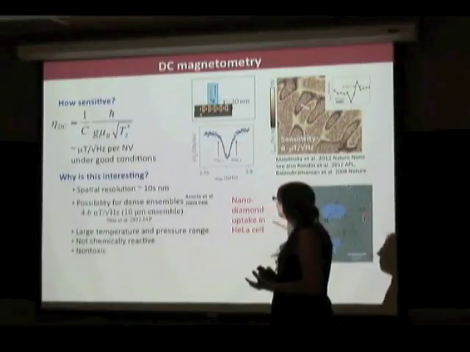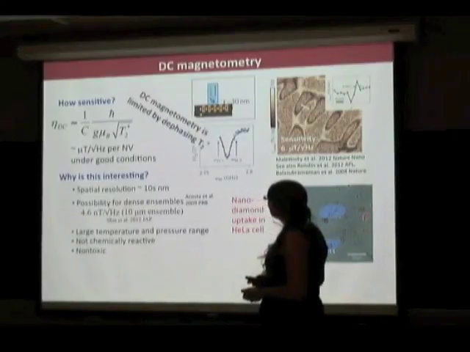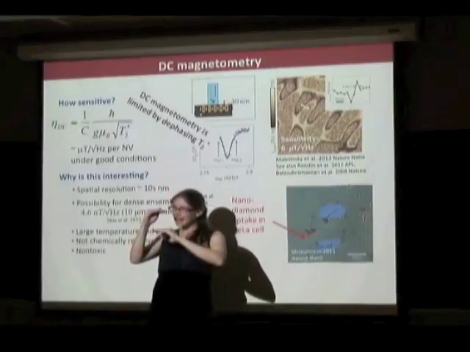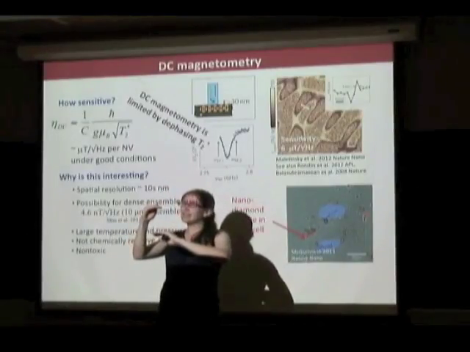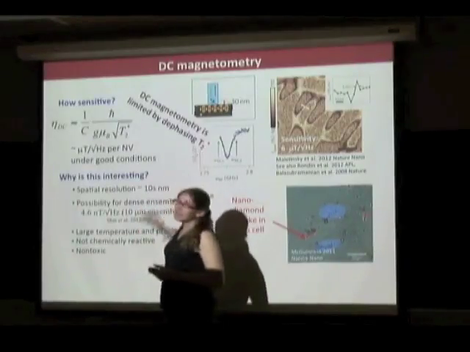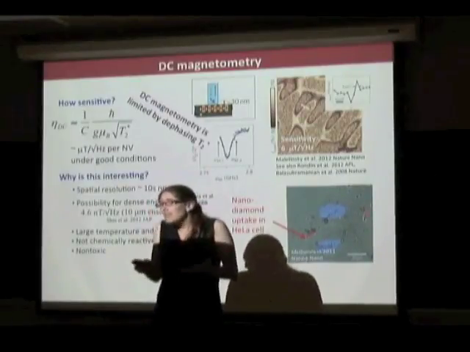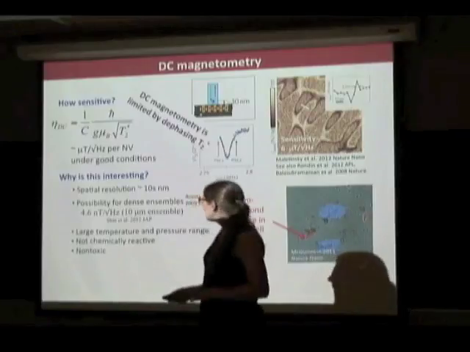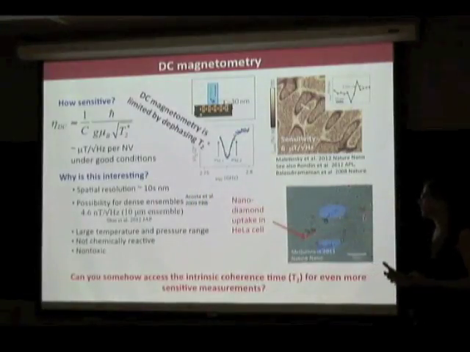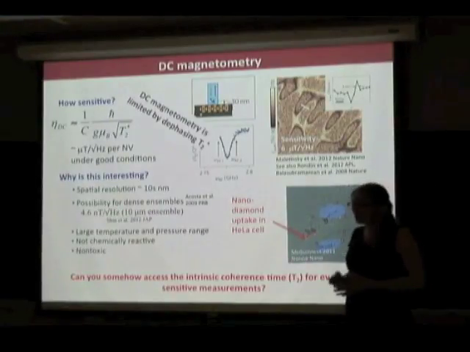in this direction. But a natural question to ask centers on the fact that this DC magnetometry is limited by the time for which we can maintain a spin superposition of the NV center without any extra pi pulses. It's limited by the dephasing time T2 star. And for most samples, that's not terribly long, maybe a few microseconds. So a natural question to ask is, can you somehow access the intrinsic coherence time, the T2 time, to get even more sensitive measurements of magnetic field?